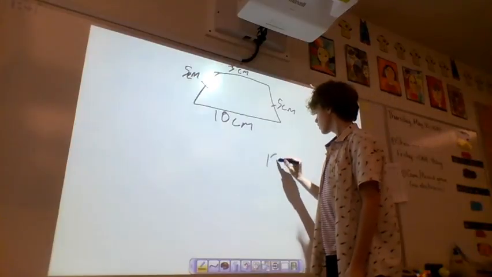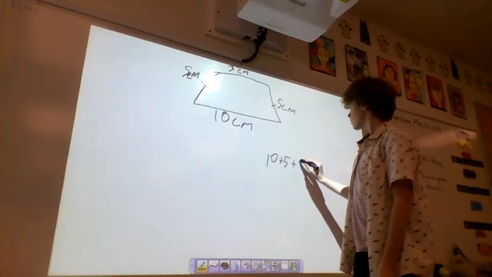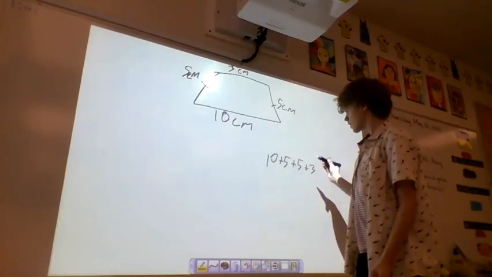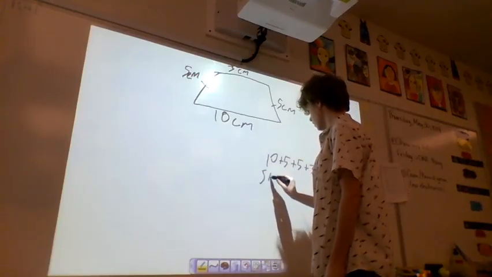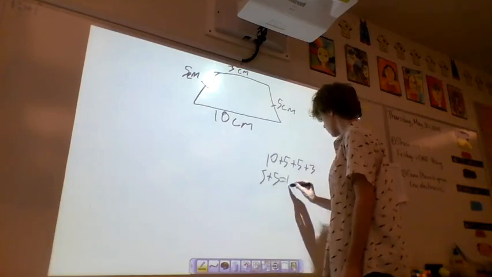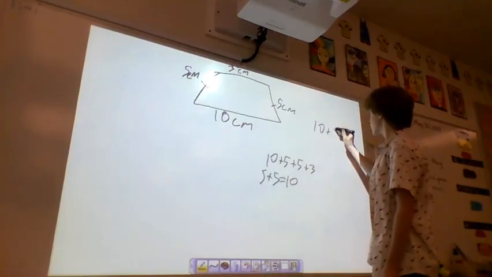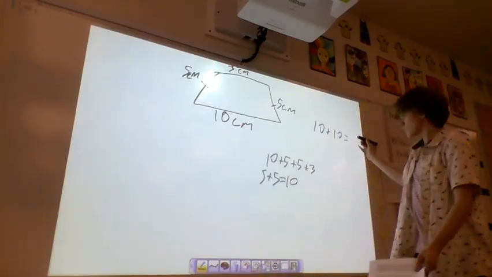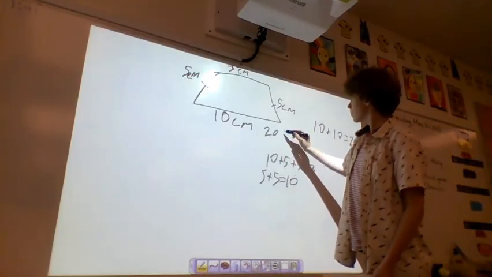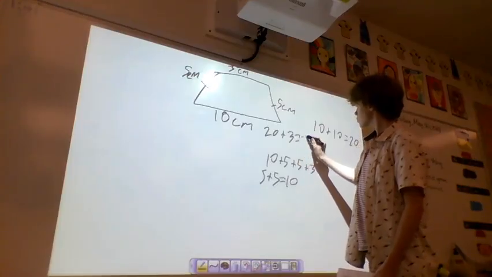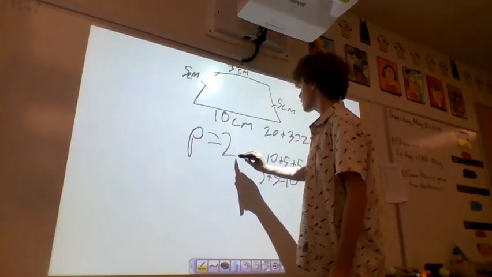So, 10 plus 5 plus 5 plus 3. Okay, well, 5 plus 5 equals 10. And 10 plus 10 equals 20. And 20 plus 3 equals 23. So our perimeter equals 23.